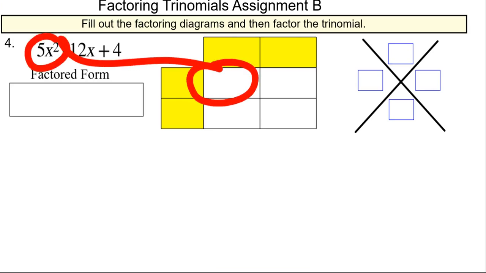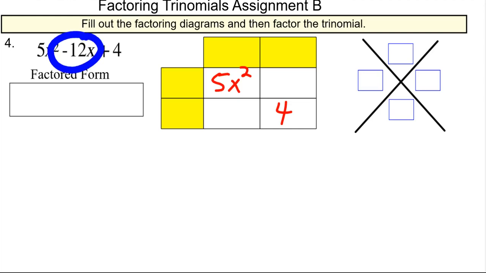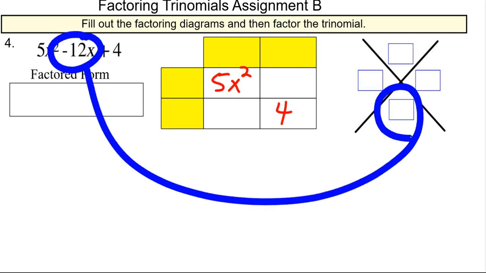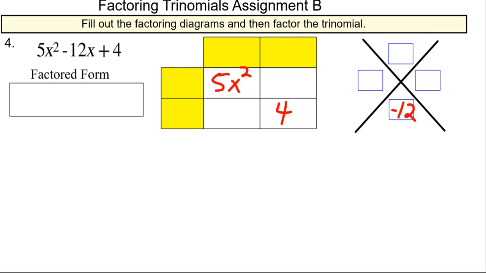5x squared goes here, and 4 goes here. And only the coefficient -12 goes way over here in the bottom. To get the top part of this diagram, we multiply the lead coefficient 5 with the constant 4. 5 times 4 is 20.